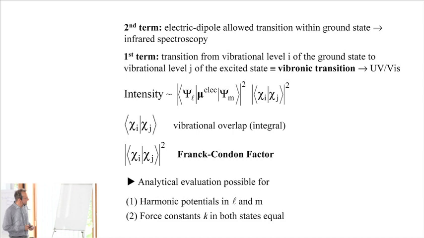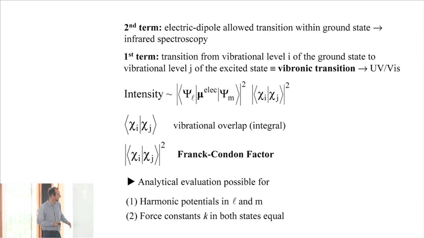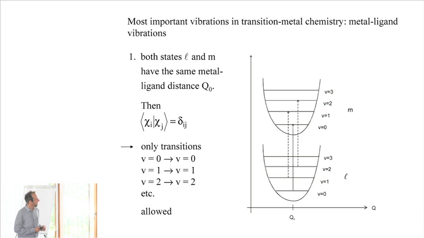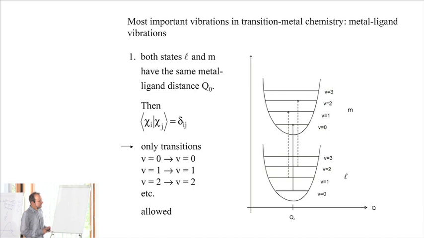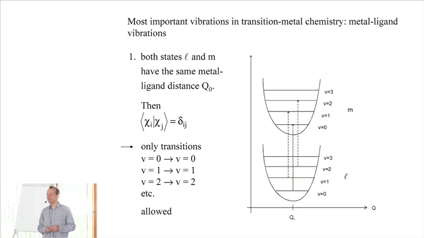The intensity now is the square of the electric dipole matrix element, which is the electronic dipole matrix element times this overlap integral squared, and this has a name: the Franck-Condon factor. An analytical evaluation is possible for harmonic potentials in L and M, if the force constants of the two states are equal. The most important vibrations in transition metal chemistry are, of course, metal-ligand vibrations. These are the vibrations we are most interested in. Now we have two cases. The first case is that both states L and M have the same metal-ligand distance, so the metal-ligand distance does not change if you go from the ground state to the excited state.